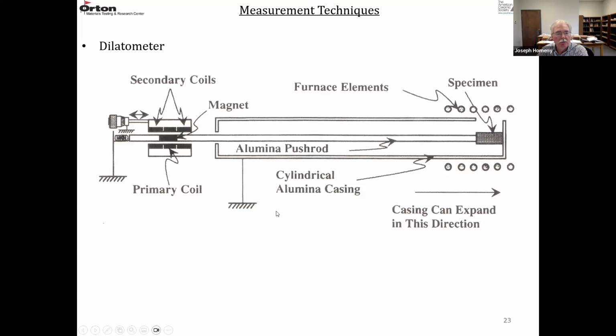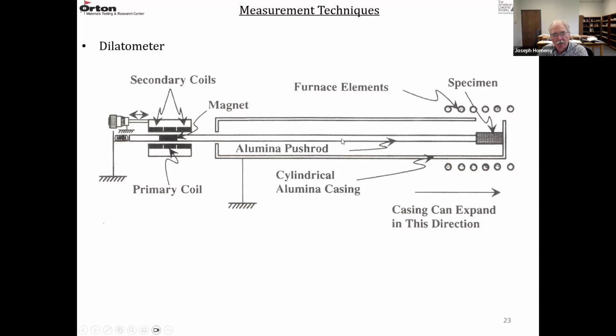So this is what a dilatometer looks like. In this case, they're showing an alumina push rod and an alumina tube. So here's your alumina push rod, and that goes inside this tube. And the hot end of this tube is in a furnace. The elements are represented by the circles. Here's your sample. So the sample expands as you heat it, and it moves a push rod. There's an LVDT here that records the movement and gives you the thermal expansion as a function of temperature.